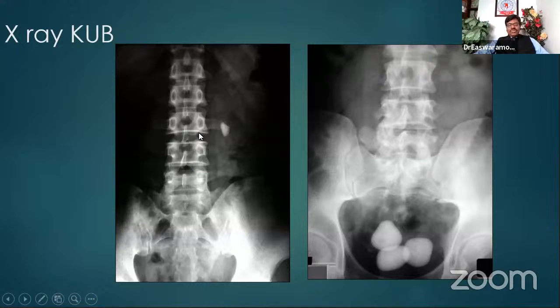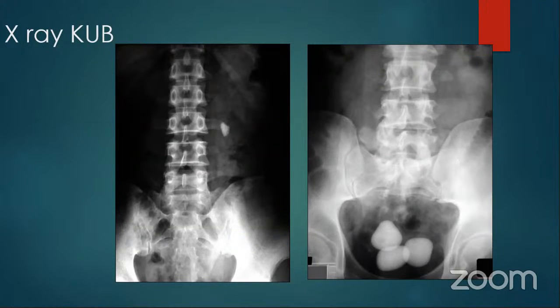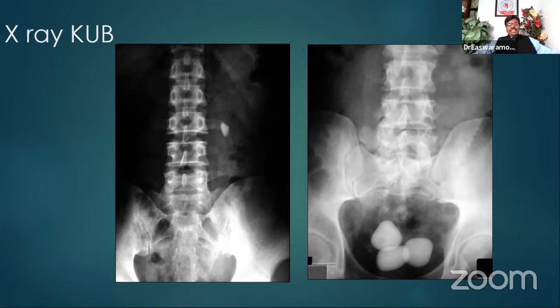Where exactly is the stone? Ureter, sir. Why do you say it is a ureteric stone? I am telling it is just a calcified lymph node. What did you tell the examiner? Doctor, I think it is a calcified lymph node. What made you say it is a ureteric stone?